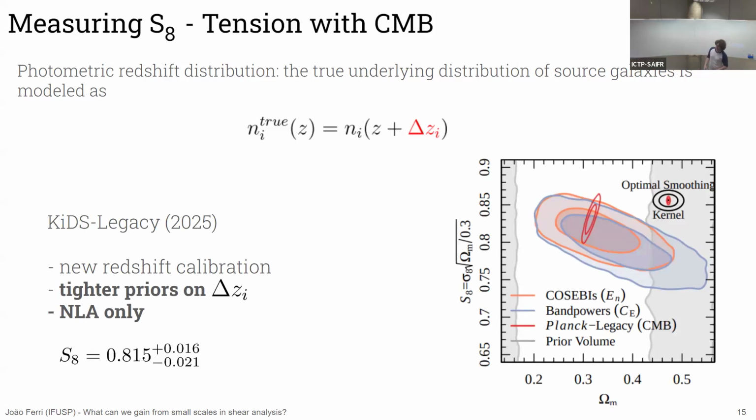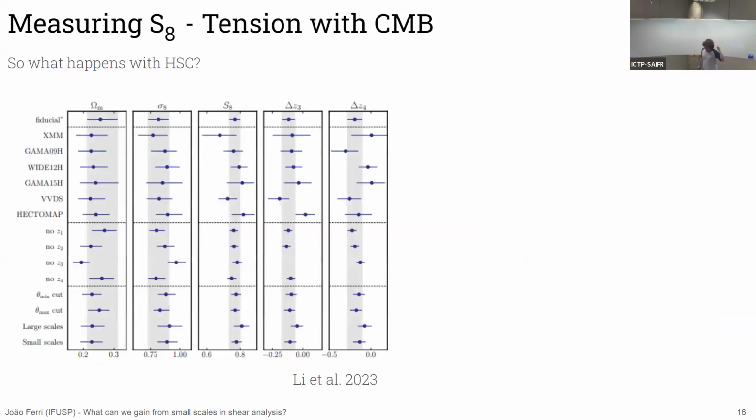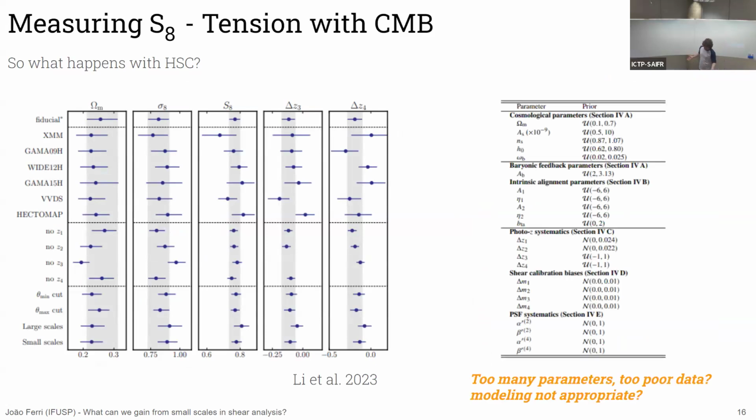And then their result was pretty close to the value of Planck. And in 2 different data compressions, so COSEBIs and band powers. So, okay, KiDS and DES solved, quote unquote, the problem of the S8 tension. But HSC, which is another very interesting and important probe of shear, didn't. So what's happening with HSC? And the answer is I don't know.